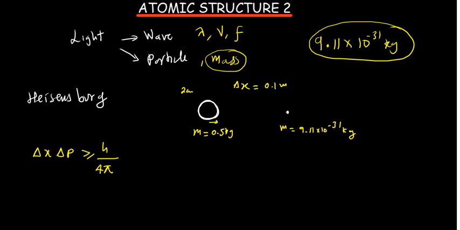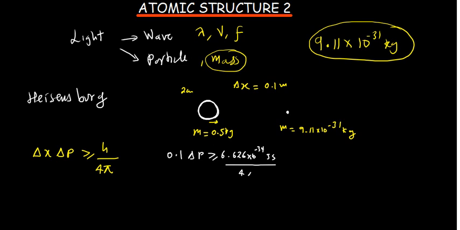Now let's start with the mass which we have here, the ball. The change in position we've been given as 0.1 meters, and then multiply by the change in momentum. That should be greater than or equal to Planck's constant, which is a constant value, 6.626 times 10 to the power negative 34. It is given in joule second, that's the unit, and then divided by 4 pi. We know pi is a constant.